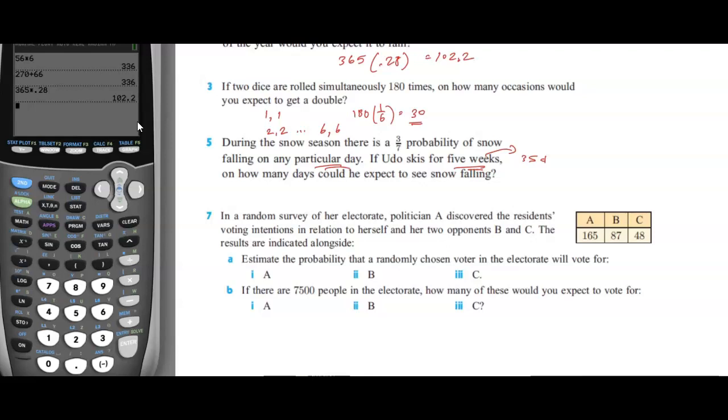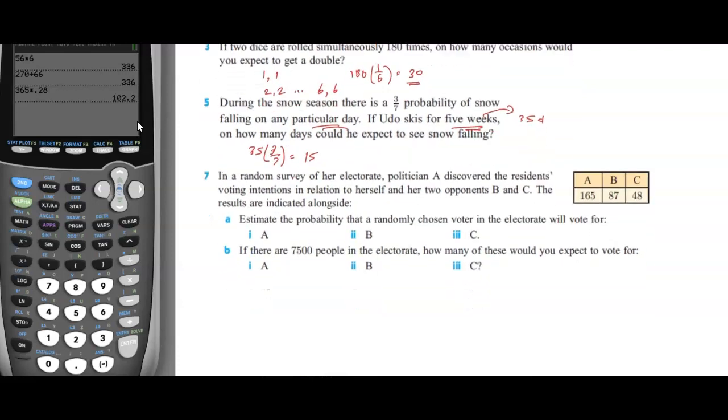So that would be 3/7 of the 35 days we should expect to see snow. So 35 divided by 7 is 5, so 15. You could do that in the calculator. So on 15 days, we would expect to see snow out of 35 days.